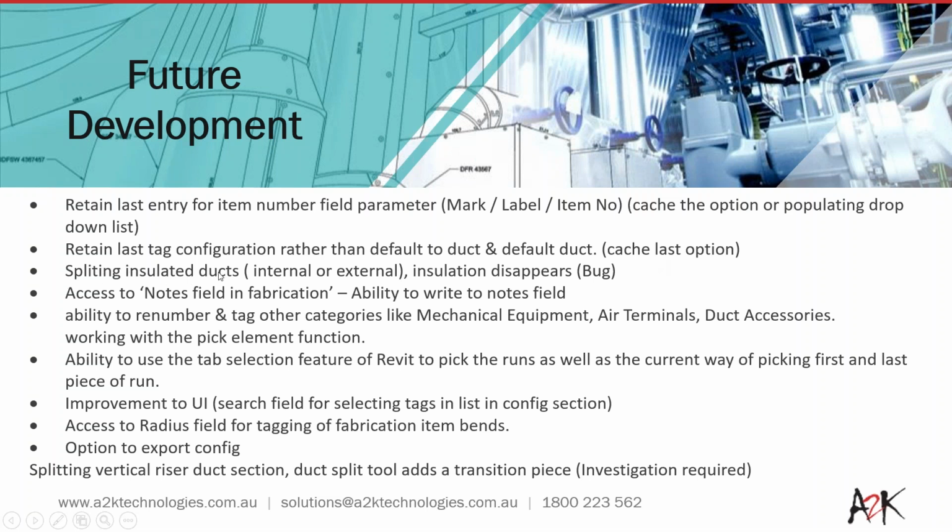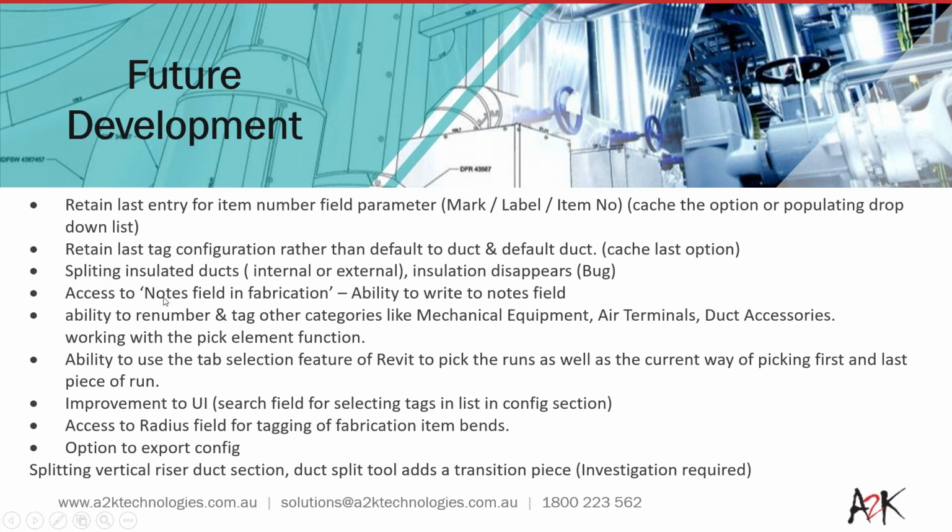Splitting insulated duct in Revit systems. Unfortunately, if you've done internal or external lining of a duct system, when you do split the system up, the insulation disappears. We've put that down as a bug, but we need to check back on that. So the suggested workflow would be to split bare duct and then apply the lining or lagging after you've done the splitting. So that's just one to be aware of.